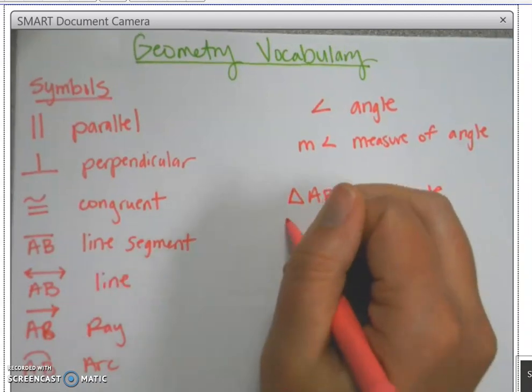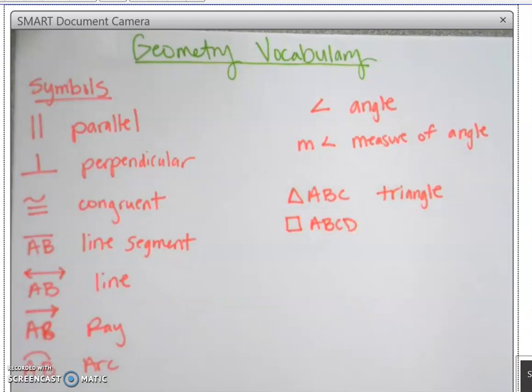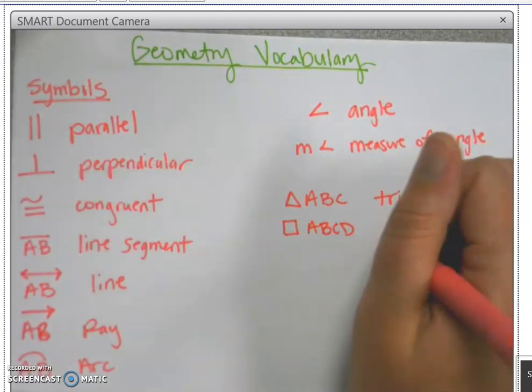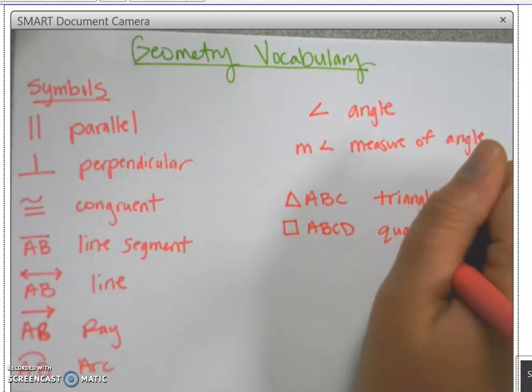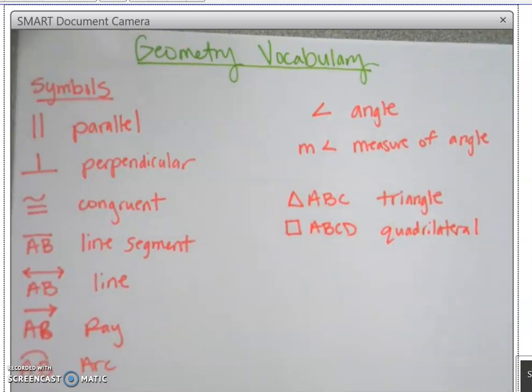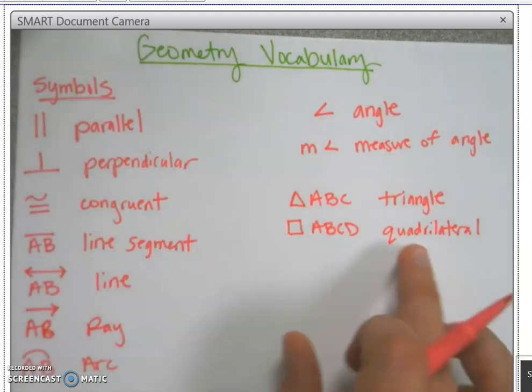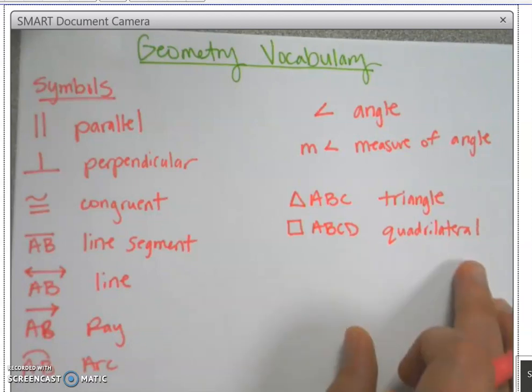Same thing if you have a square and then 4 letters. This is not necessarily a square. It can be any quadrilateral. Now there's a lot of quadrilaterals. There are squares, rectangles, rhombus, trapezoid, parallelogram, kite, like there's a lot. So just because you see a square does not mean it is a square. It means it's a quadrilateral, which is just a 4-sided figure.